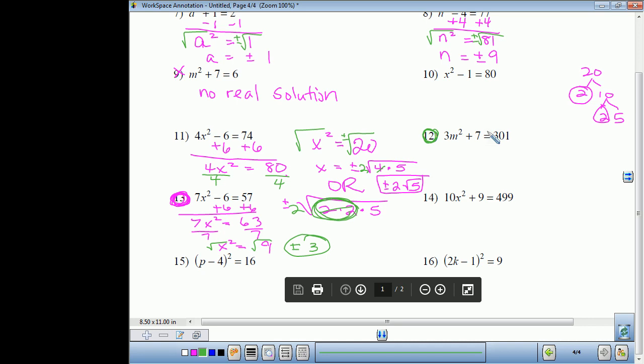Same answer. Oh, yeah, true. 98. Figure out the greatest perfect square that goes in there.